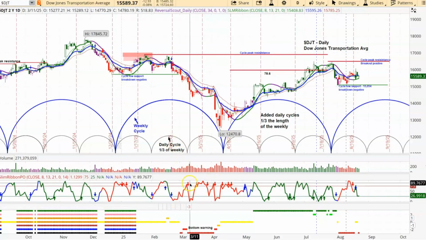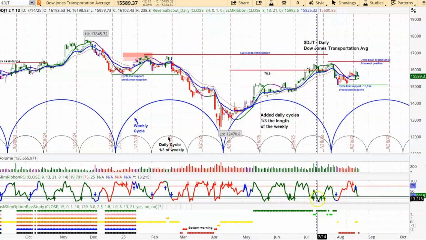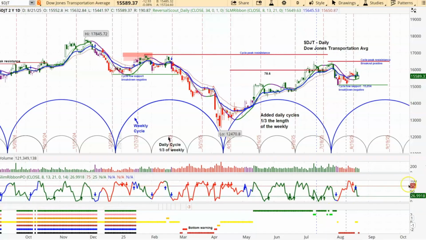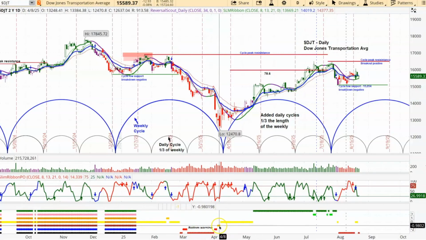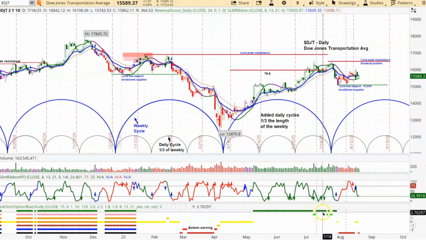Also, the slim ribbon PO was giving you these momentum resumption signals right there, which was giving you warnings. Here you can see the momentum resumption signals here, which was giving you upside warnings or upside indications right over there. So it's absolutely great. And then you could see in here the alignments where you had a warning in here. If it turns orange, as it did right over there, it gives you the bottom warning on the option bias indicator. And this was saying keep your option positions biased long.